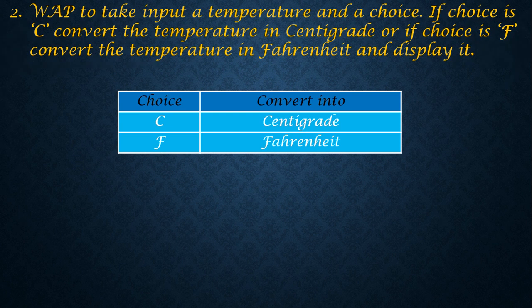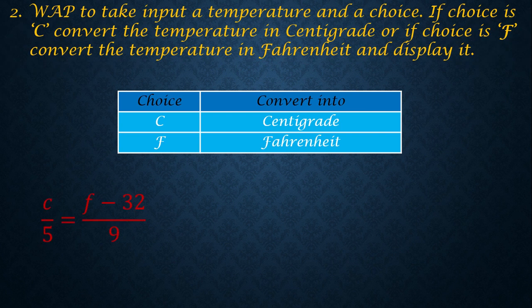If my user provides small letter c or capital letter C, then the centigrade conversion should be done, or else if he provides a small f or a capital F, then the Fahrenheit conversion should be triggered. So here we come across a situation where two or more cases will trigger only one type of operation. So let us see the program.